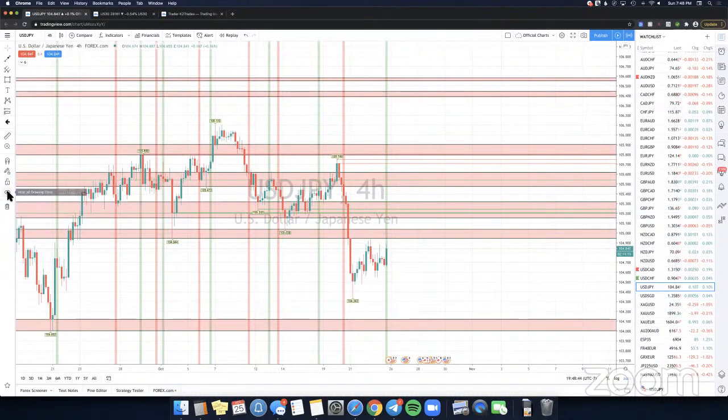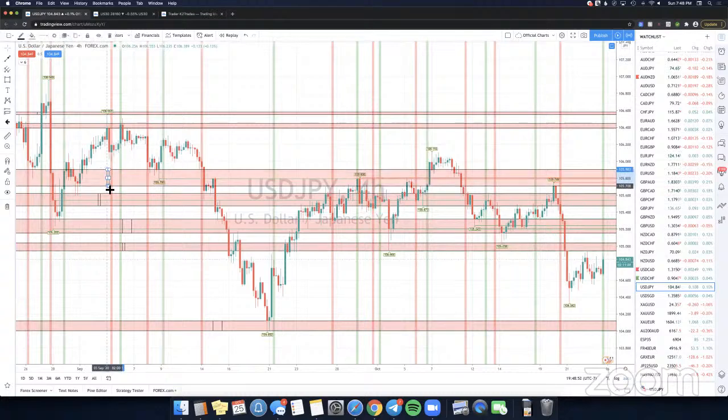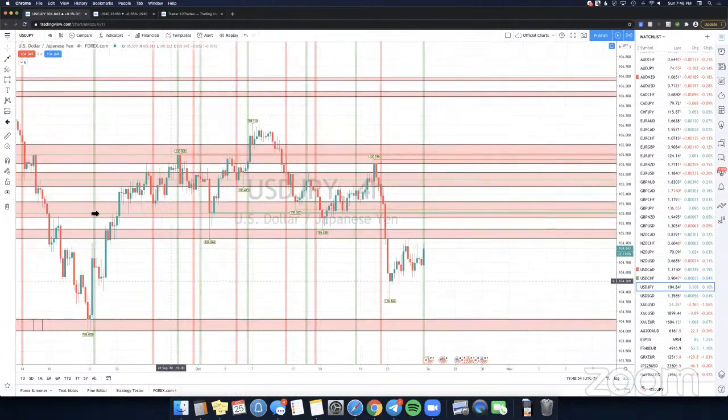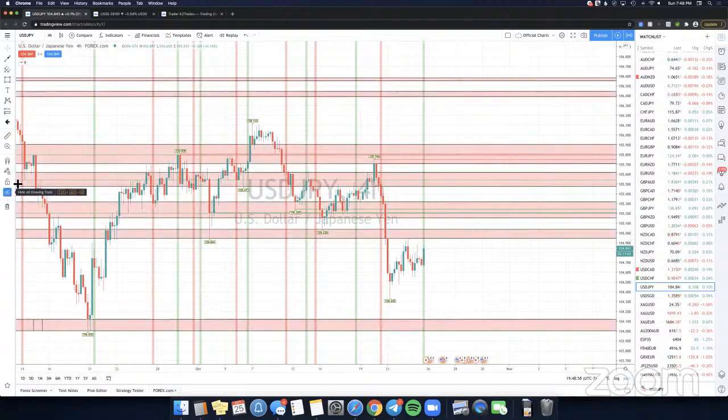So the zones do look pretty much the same. The only difference is that we have another zone right here. So what I could do for this is I can just extend this down a little further to cover those zones. And there we go. We're pretty much set. Looking at the zones there, they line up perfectly.